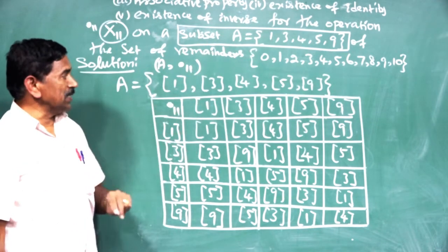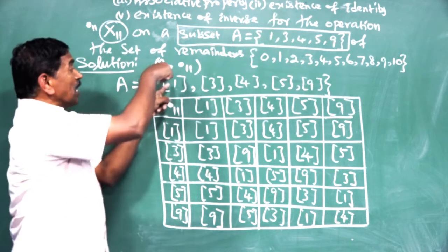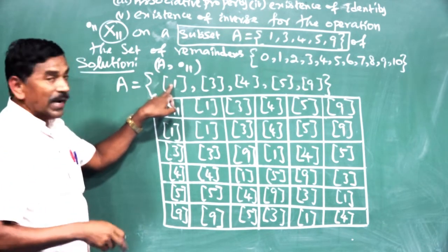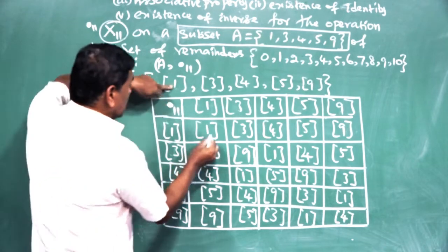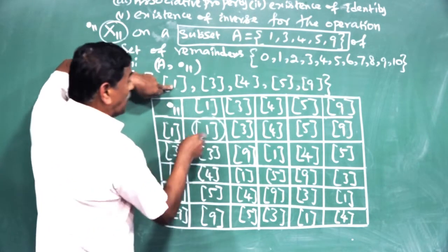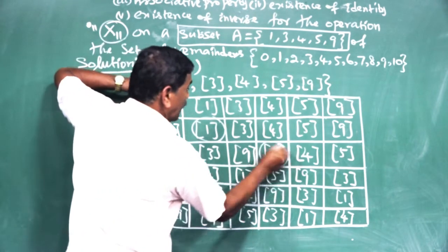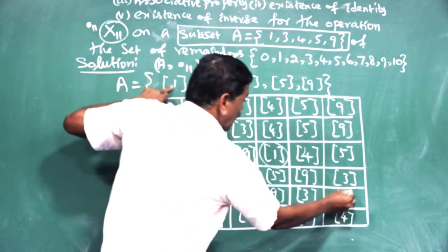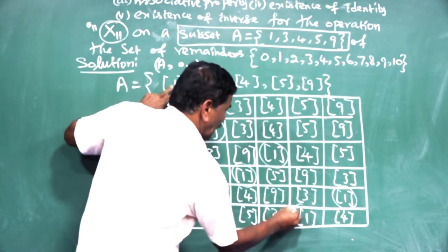Okay, next inverse axiom. Inverse topic gives identity answer. Wherever identity, I want to encircle. Listen, see, identity 1, multiplicative identity 1, identity 1. Next, identity element is 1. Here, identity element is 1.